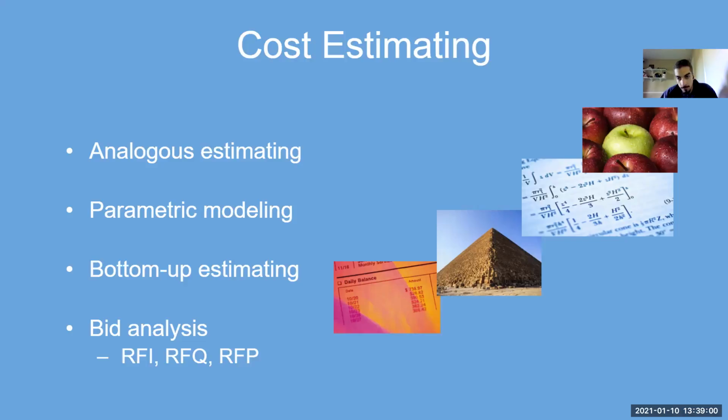So the first way is to compare an apple to a similar apple. The second one is using an equation, a formula. The third one is like building a pyramid. You're starting from the base all the way to the top. The last one, which is bid analysis, what we talked about earlier, RFPs and RFI, RFQ. RFQ is request for quotation.